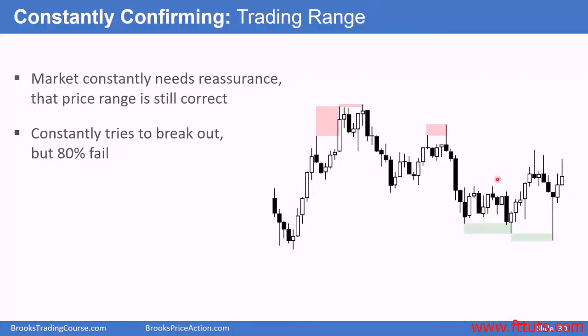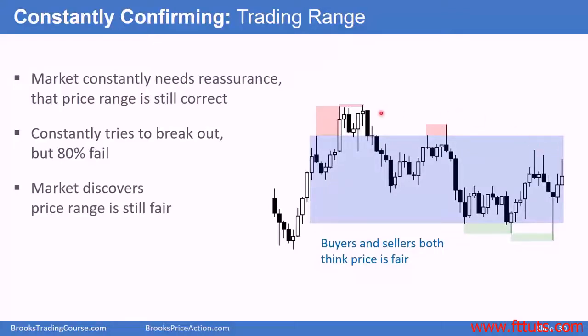Buyers get aggressive. Tries to go down, fails. Tries to go down, fails. Tries to go down, and fails. So it's constantly trying to break out. It's constantly trying to see if maybe the price needs to go lower. Maybe it needs to go higher. And it spends most of the time going sideways, with 80% of breakout attempts up and down failing.